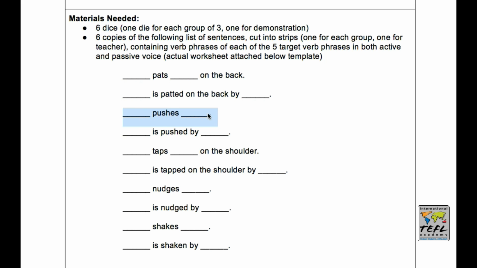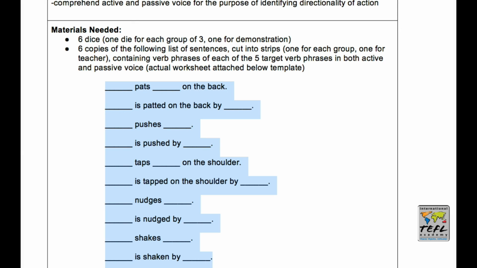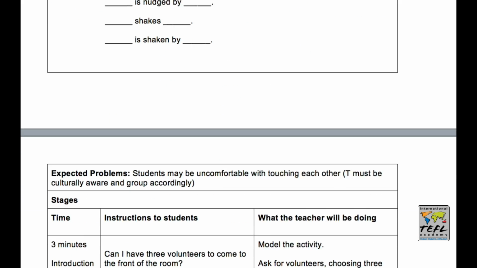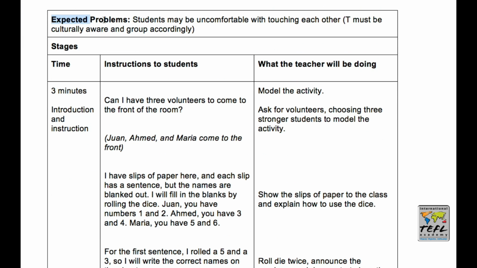Just to look at a couple of examples, we have this simple sentence here with blanks, blank pushes blank. That's an active sentence. And then we have the passive version of it, blank is pushed by blank. And so we have all 5 verbs or verb phrases in both the active and passive forms here with blanks. We're going to cut those into slips. Now, we're ready to look at the next box, which is expected problems.